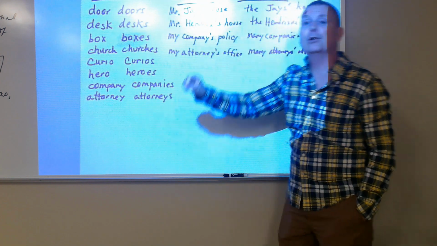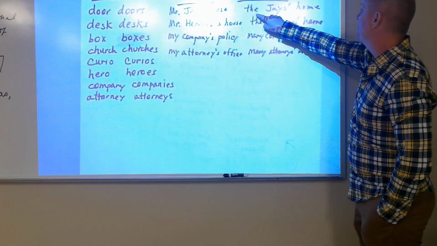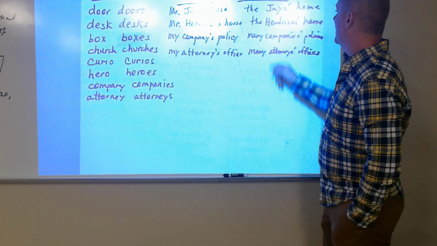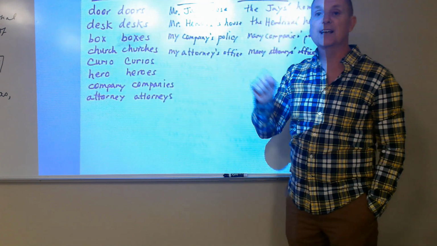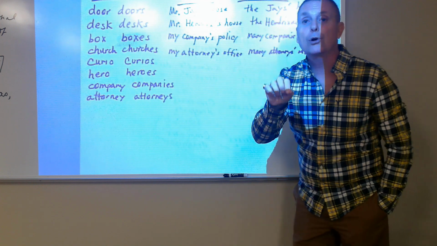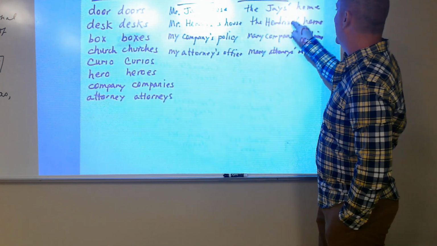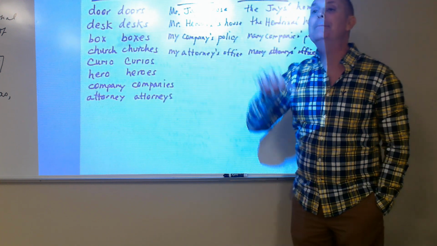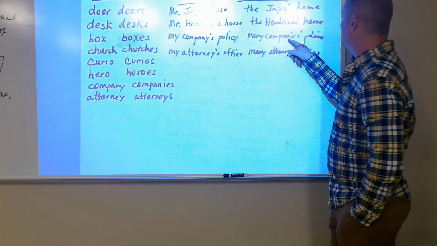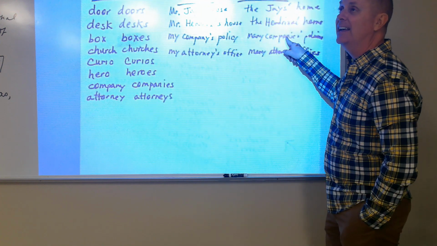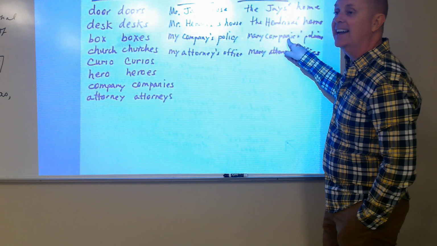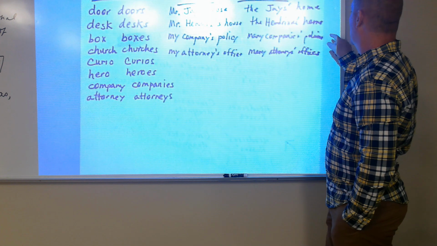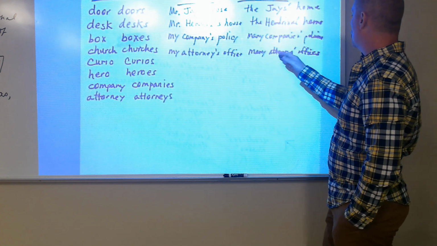Now, if you want to make it plural possessive, the J's home, then add S apostrophe. The Hendricks's house, it ends with S, X, Z, C-H or S-H. To make it plural first, add ES to it. Then we add the apostrophe for S apostrophe. Their home, many companies' policies. So Y-ending words, and it's preceded by a consonant, so change the Y to I and add ES and then the apostrophe. So many companies' policies, or many attorneys' offices.